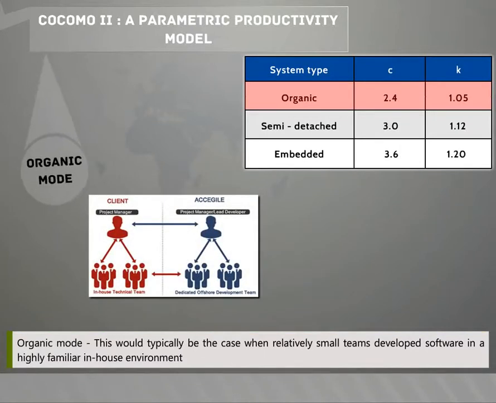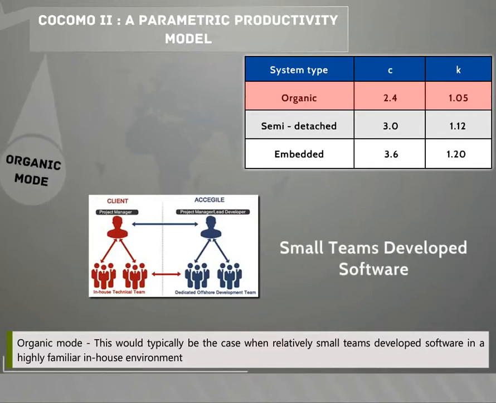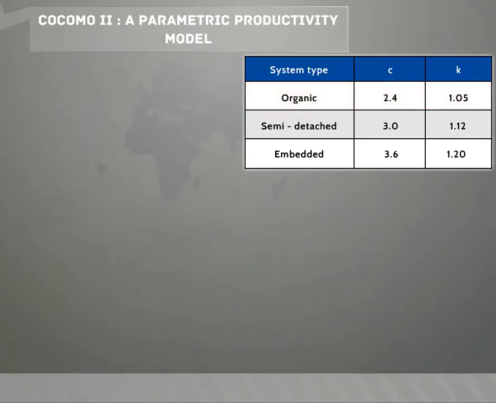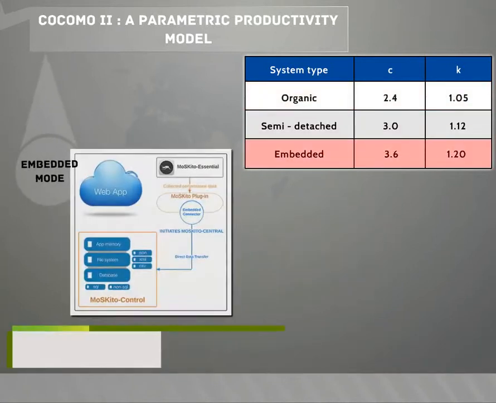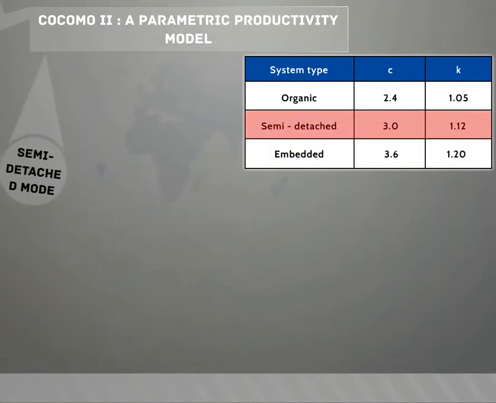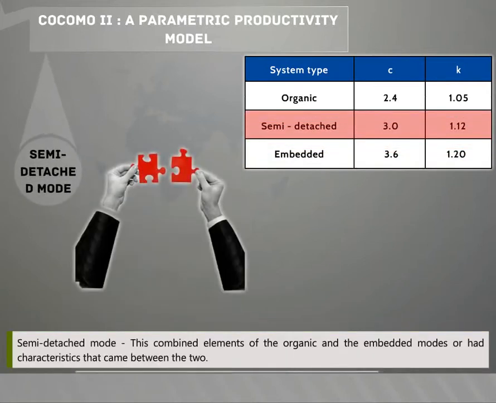Organic mode. This would typically be the case when relatively small teams develop software in a highly familiar in-house environment and when the system being developed was small and the interface requirements were flexible. Embedded mode. This meant that the product being developed had to operate within very tight constraints and changes to the system were very costly. Semi-detached mode. This combined elements of the organic and the embedded modes or had characteristics that came between the two.